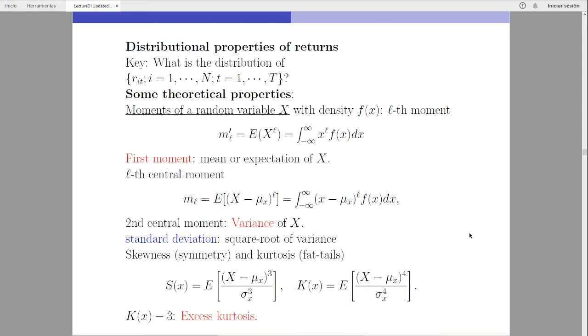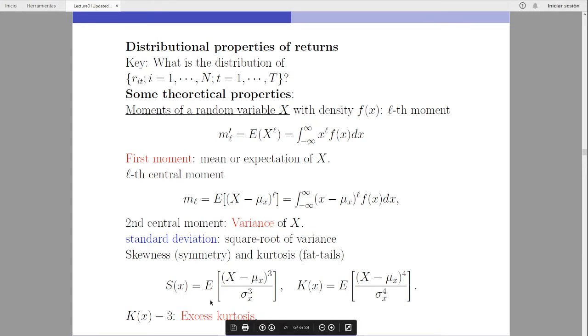We consider the variance to be called sigma squared of x. Now, two more important moments are skewness, which is related to symmetry, and kurtosis, which is related to fat tails. We will see what that means graphically.